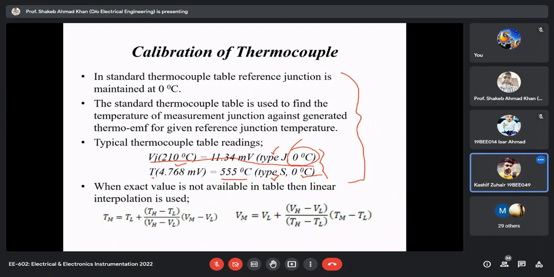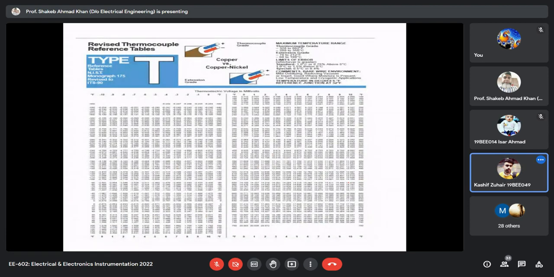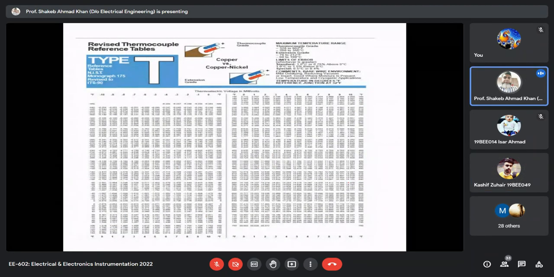Sir, in the table, the reference value will always be 0 degree. Yes, we require it. This is the requirement. Now you can ask, what will we do if it is not at 0? Yes, sir. This is the obvious question.